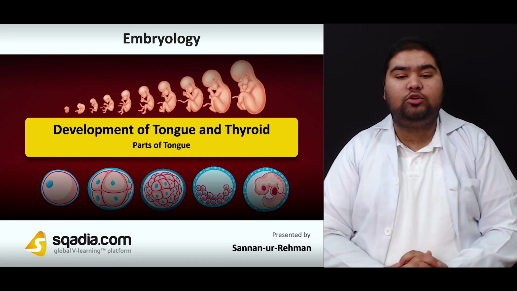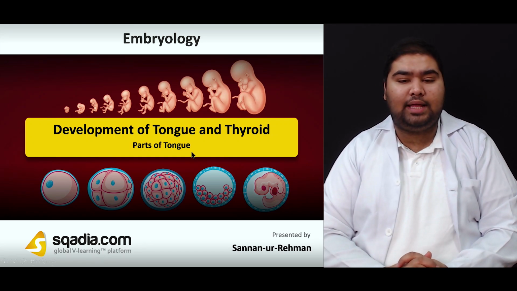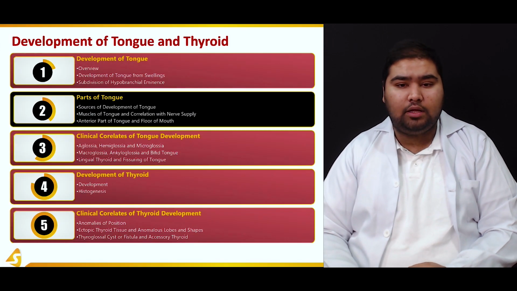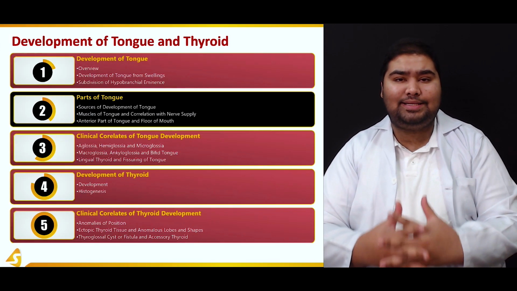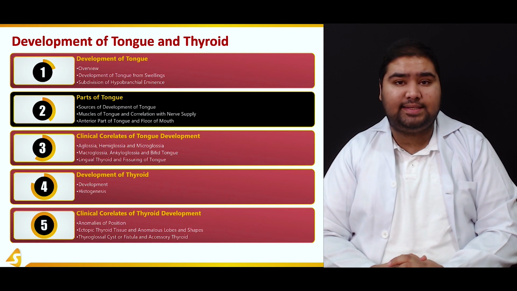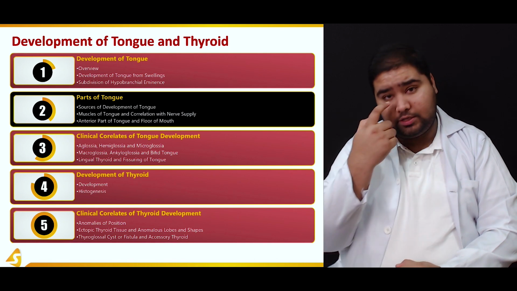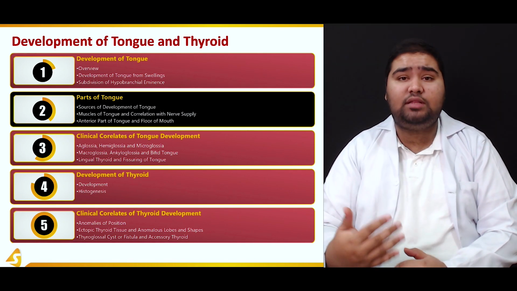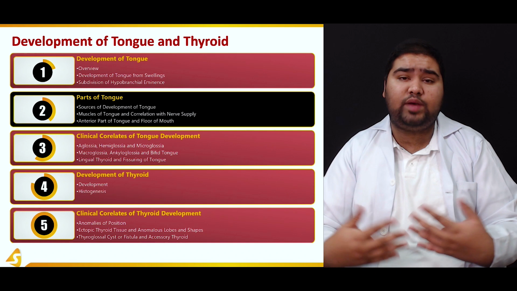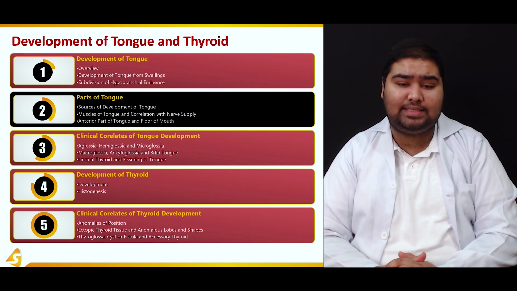Hello everyone, we're talking about the development of the tongue and the thyroid, and in this section we'll deal with the parts of the tongue. So this section has been divided into further sections. The first section will be dealing with the sources of development of the tongue. We'll see what are the various sources that give rise to various components of the adult tongue.